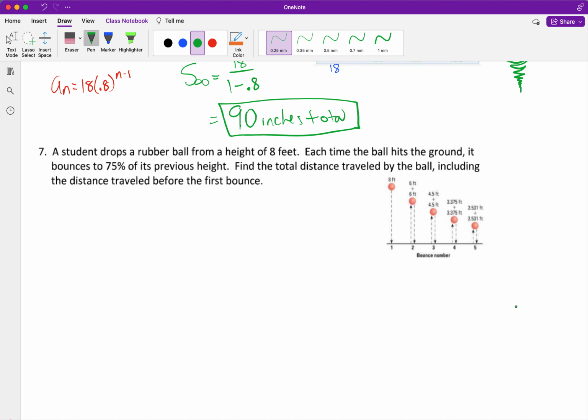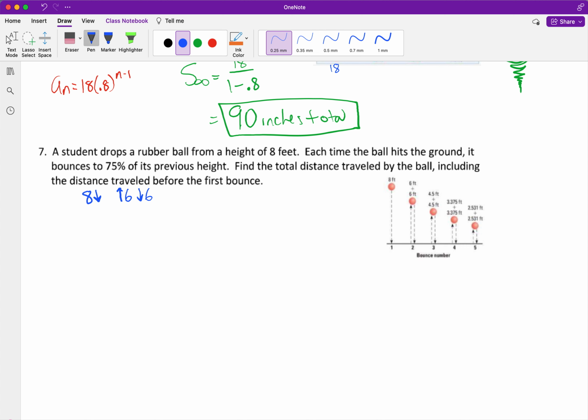So I'm really hoping that you thought about that, because I think it is good for you to think about things and see if you can figure it out. What we can see here is the first time we drop it, it goes down 8, okay? Then it hits the ground and bounces up to 75% of its previous height. So 75% of 8 is 6. That means it travels up 6 and then back down 6.